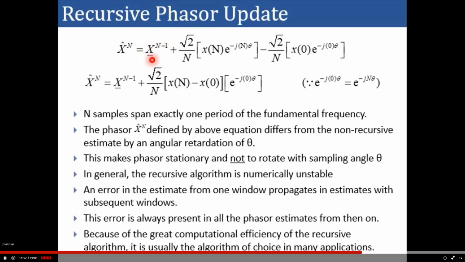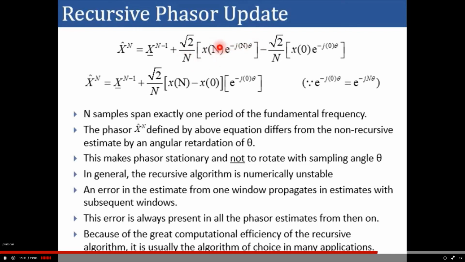So we can assume n plus 1 as, say, another quantity k. So whatever we get will be just the same as we have in case of phasor estimation in window 1. So we get xn minus 1. Now the next value is root 2 by n x naught e to the power minus j 0 theta. Now since the 0 and n values are interchangeable, because those are the samples after one period, both will remain the same. So we can replace 0 with capital N.